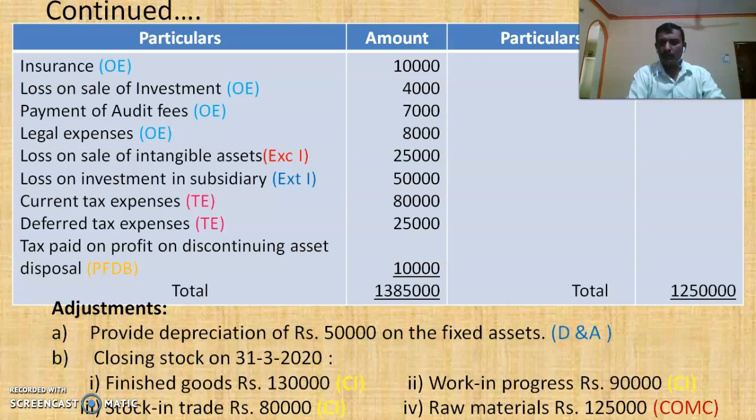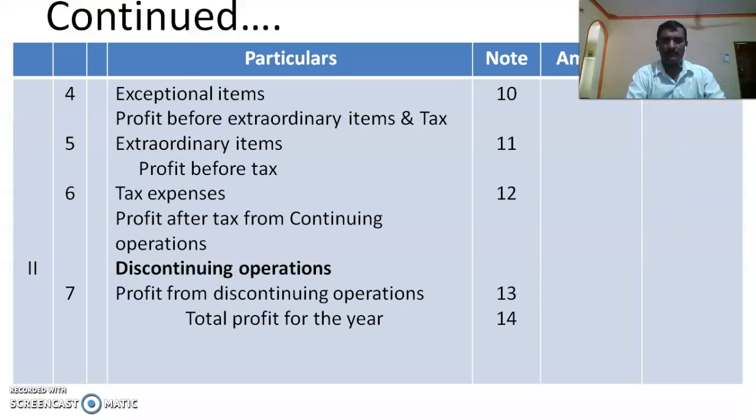Then there are four closing stocks given. Of that, one is finished goods, work in progress and stock in trade. These are the items related to the changes in inventories. With the opening stocks of the relevant heads, we have to adjust these closing stocks in the change in inventories. And one more item of closing stock is given, that is the raw materials, which is 1,25,000. It is to be adjusted in cost of materials consumed. Based on these bifurcations of the items given in the problem, let me go for the working of notes to the statement of profit and loss.